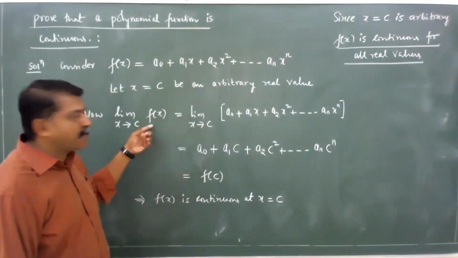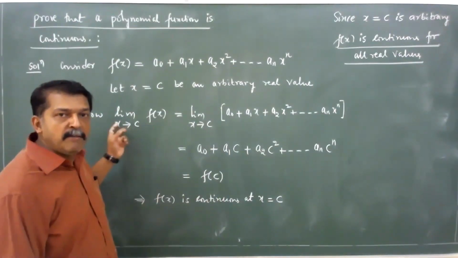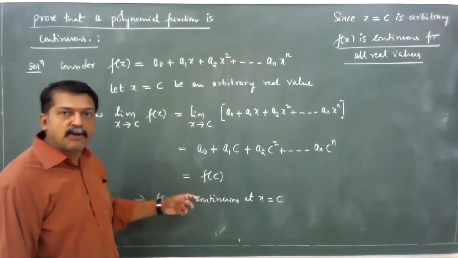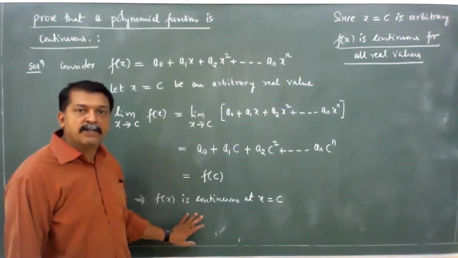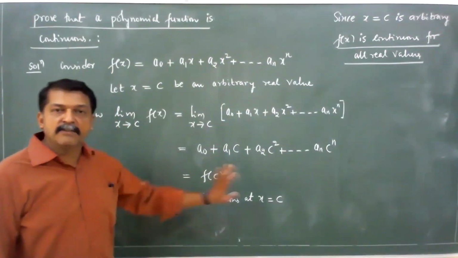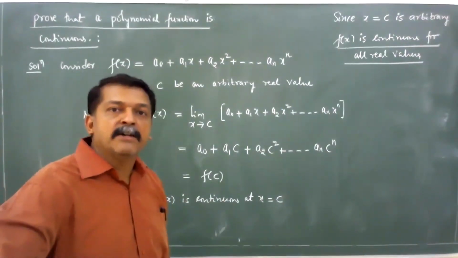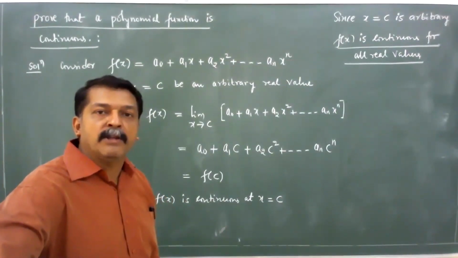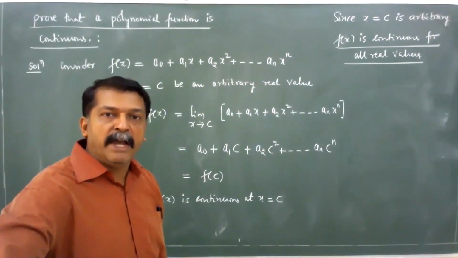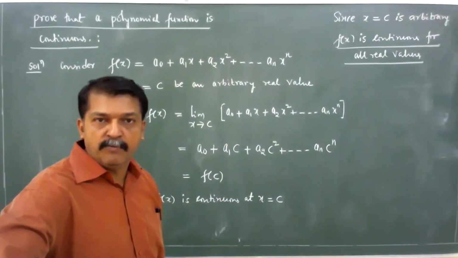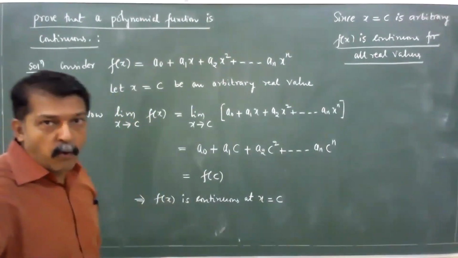So the definition of continuity of a function at a point: limit x tends to c of f of x is equal to f of c holds. Therefore, we can conclude that the function is continuous. Since x is equal to c is an arbitrary value, we can say that in general, a polynomial function is continuous. That means it is continuous for every real value. Okay, this is your standard bookwork.